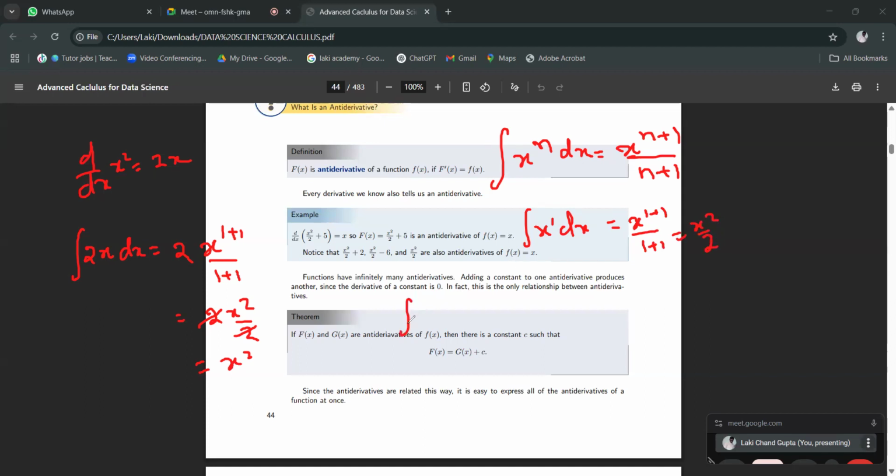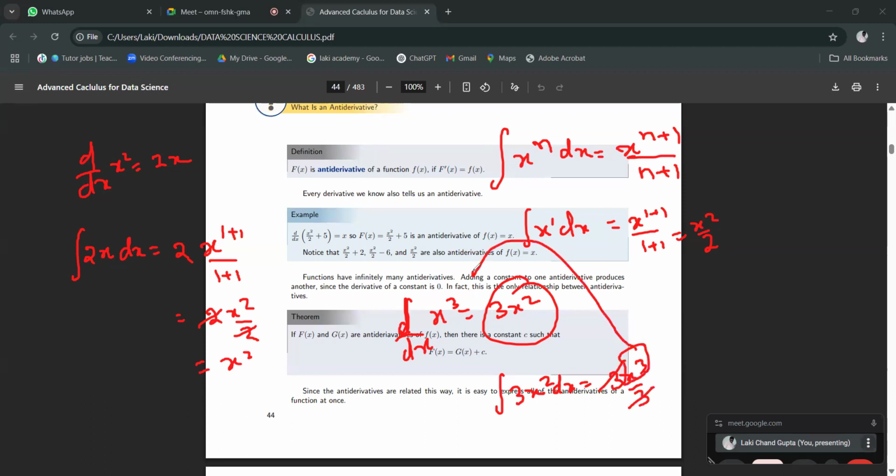What is the derivative of x cube? 3x square, right? But when you integrate 3x square, x to the power 3 over 3, the 3 cancels. So x raised to 3, right? That's why this is called anti-derivative. Okay?